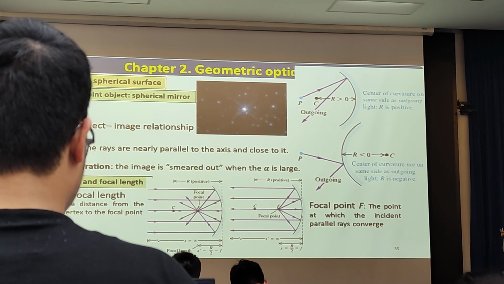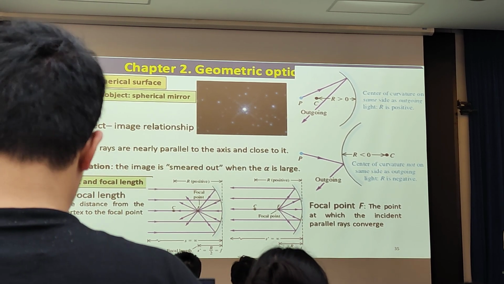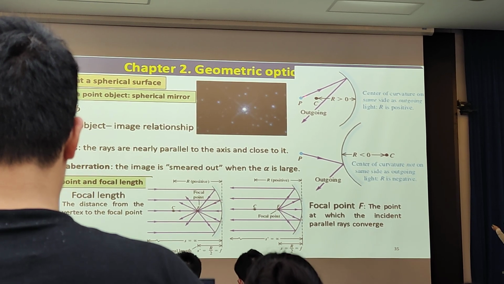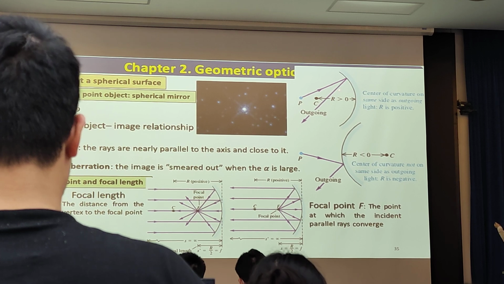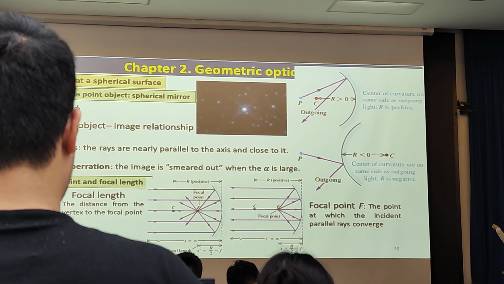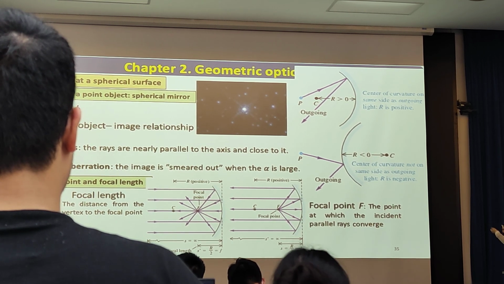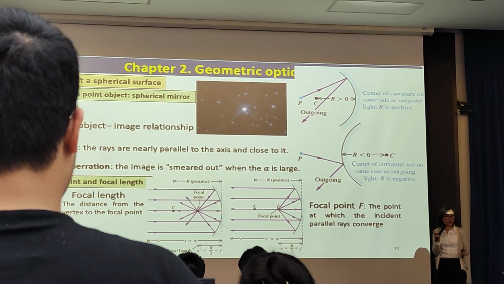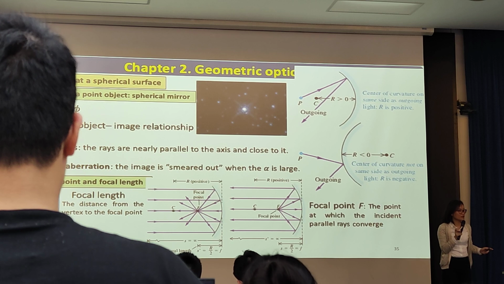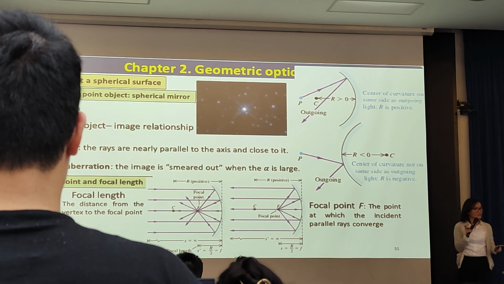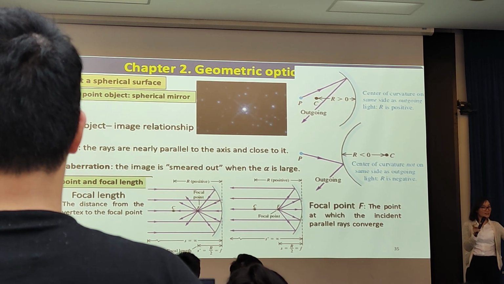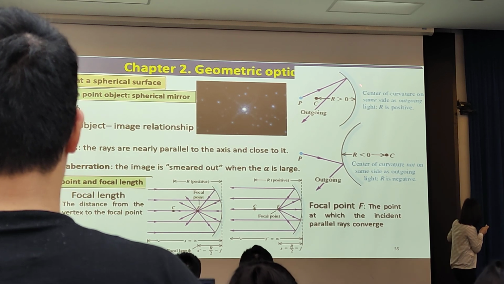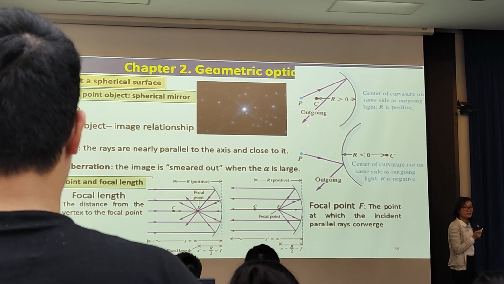And now I remind you the sign rule. Here you have the incoming ray, and here you have the outgoing ray. And you have here C, the center of curvature. And last time we mentioned if the center of curvature is on the same side as the outgoing ray, yes, we will have positive radius.